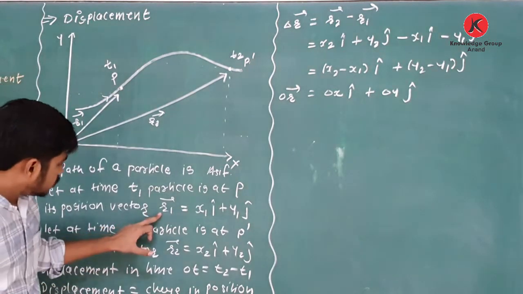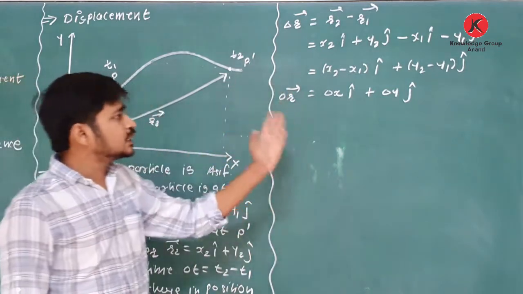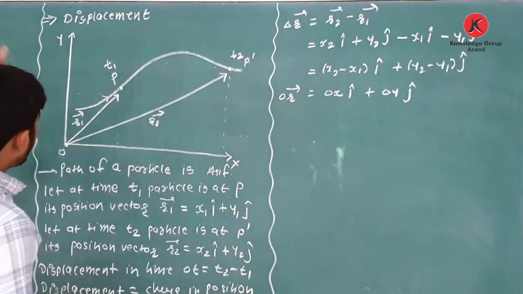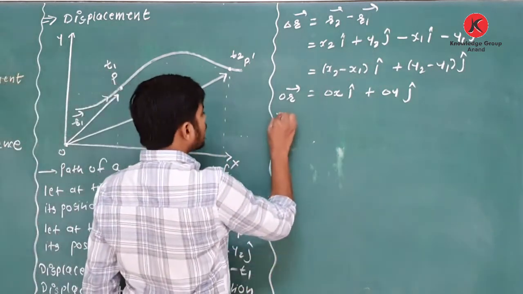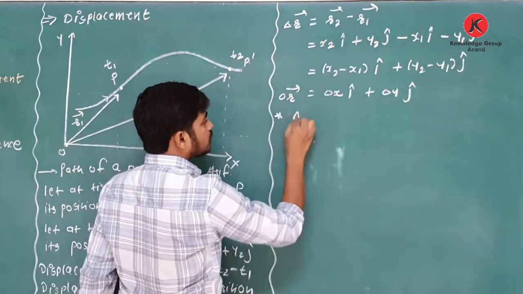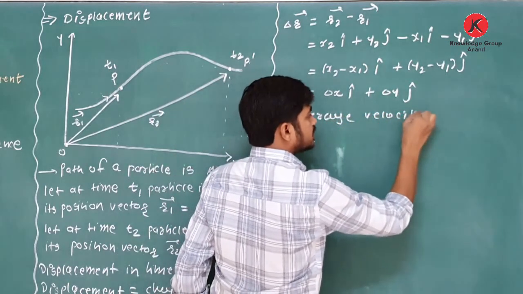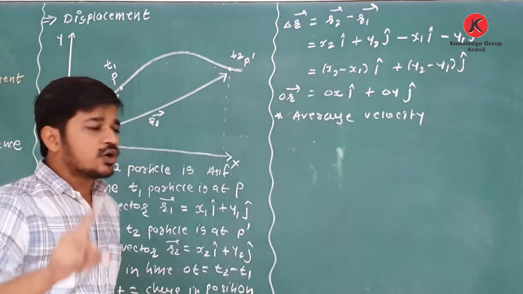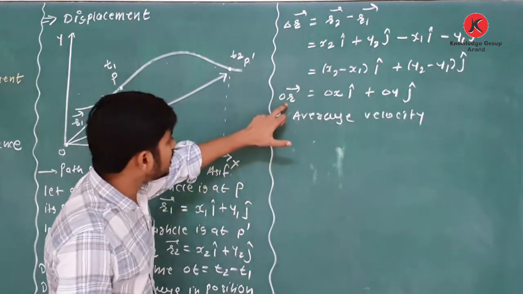Okay, see, if position vector has x and y components, displacement may also have x and y components. Clear about this? So yes, what is position vector? What is displacement? Now next point, we will see what is velocity. First of all, we will see what is average velocity. You know the equation of average velocity. Average velocity means displacement upon time. See here, it is displacement delta r.